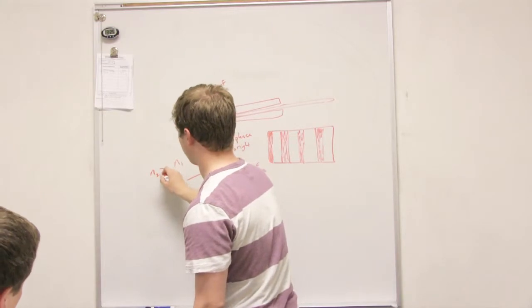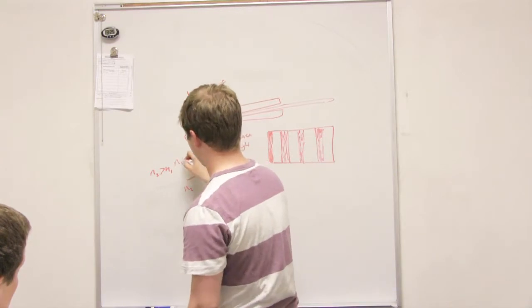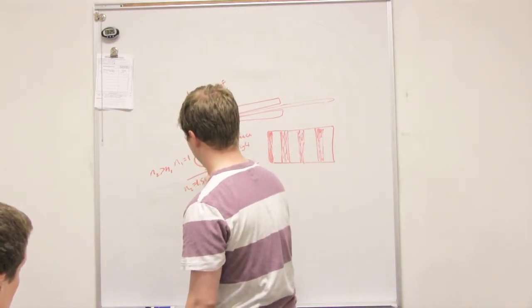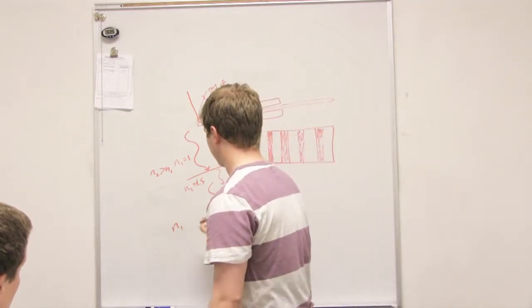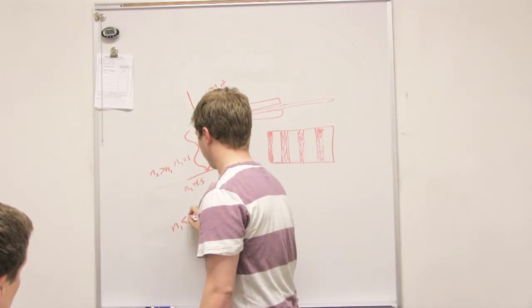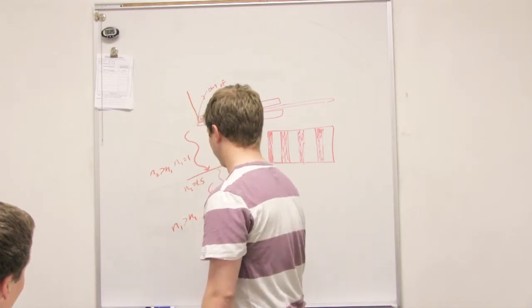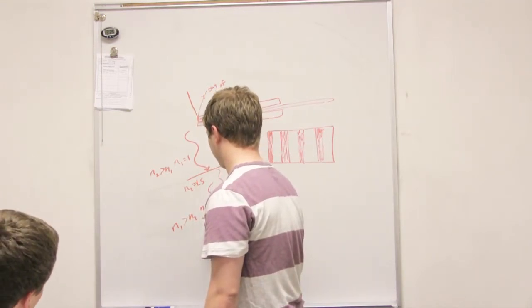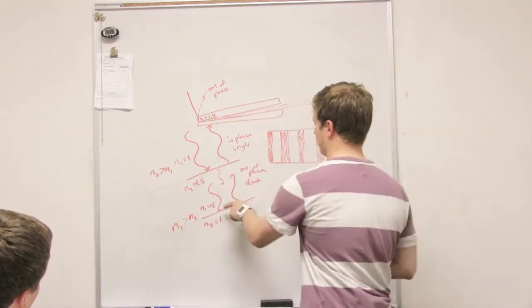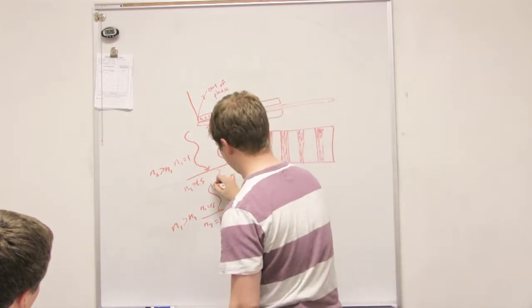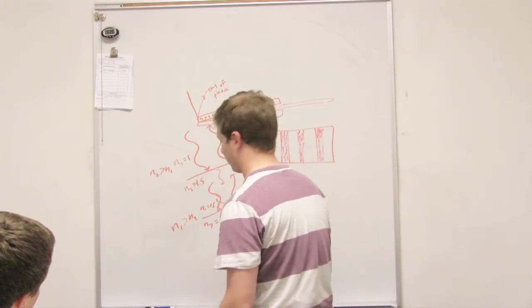If n2 is greater than n1, then it's in phase. For instance, if n1 is 1 and n2 is 1.5, it's going to bounce off in phase. If n1 is 1.5 and n2 is 1, then it's going to be out of phase and switch its position. If it's coming in with a peak up here, it's going to bounce off with its peak like that.